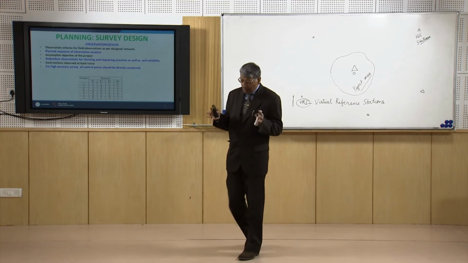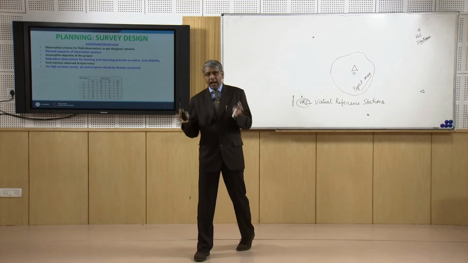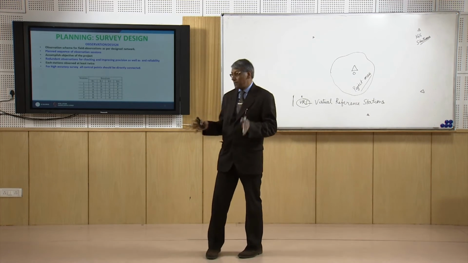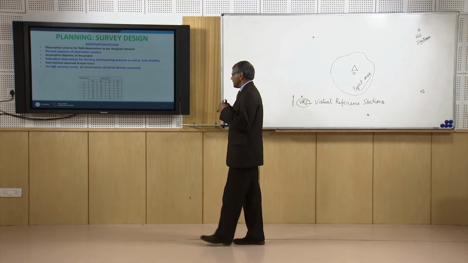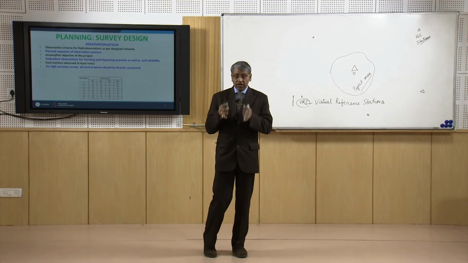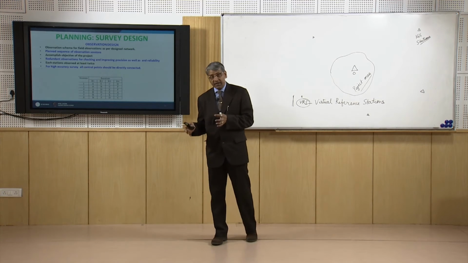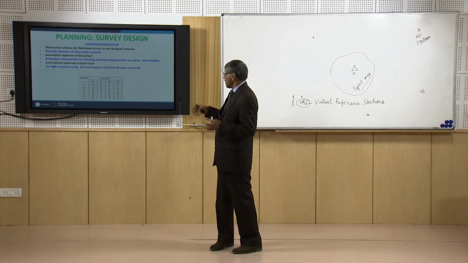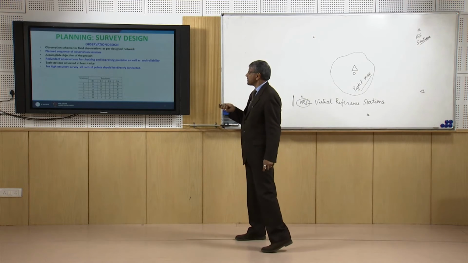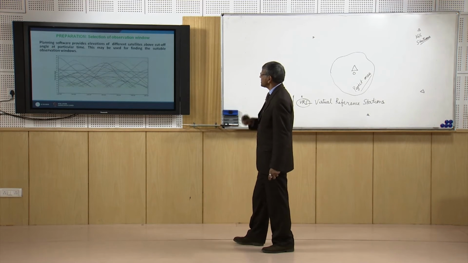Our main objective of the observation scheme is to have all the baselines observed, with simultaneous observation between different baselines. A lot of closed networks should be available, and there will be redundancy in the observation, which will make our observation stronger. So these are the things we should keep in mind while taking the observation.